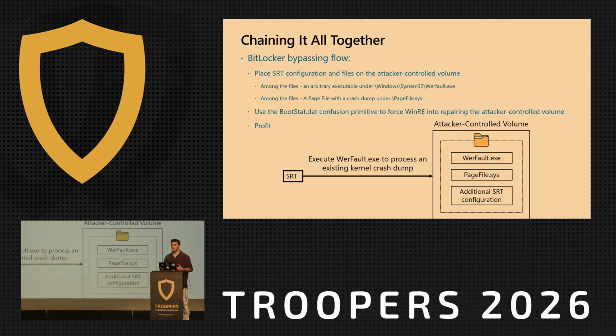Next, we use the BootStat-based volume confusion primitive to force WinRE into repairing the attacker-controlled volume and trigger SRT. And as a result, the executable that we've controlled is executed, allowing code execution within WinRE and enabling any actions that we want, for example, dumping the BitLocker recovery key or spawning an interactive shell.